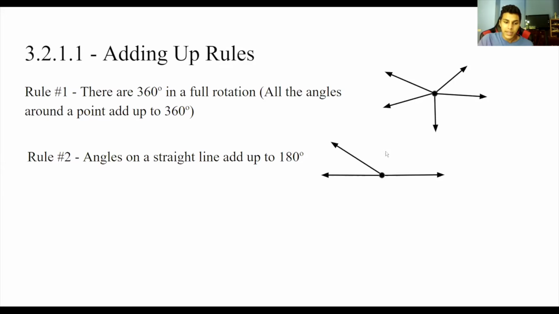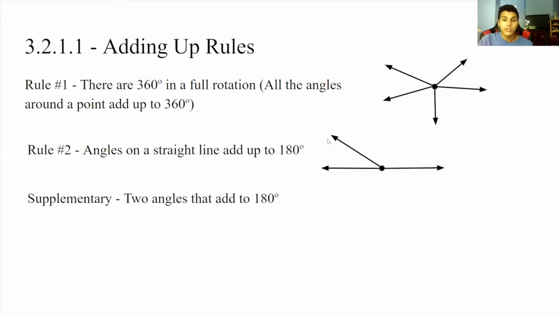All right, and then the next rule, there's not really a rule, but rather a term, is supplementary. So supplementary means 2 angles add up to 180 degrees. So these 2 angles on this line, I could say are supplementary because I already know they add up to 180 degrees.